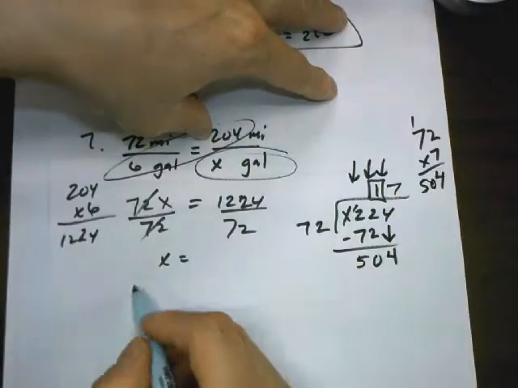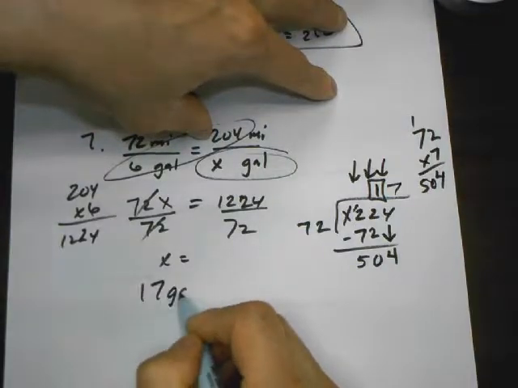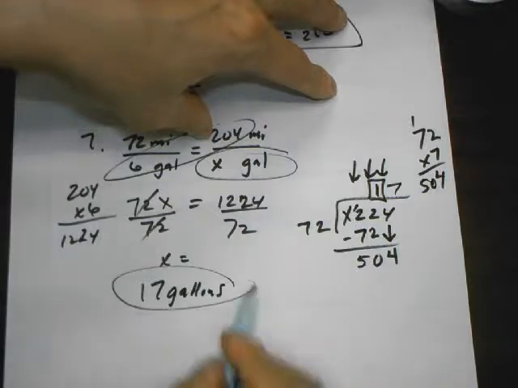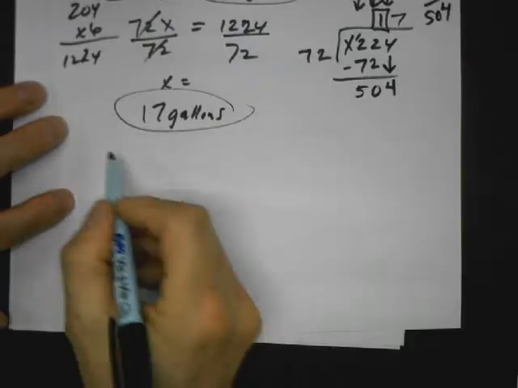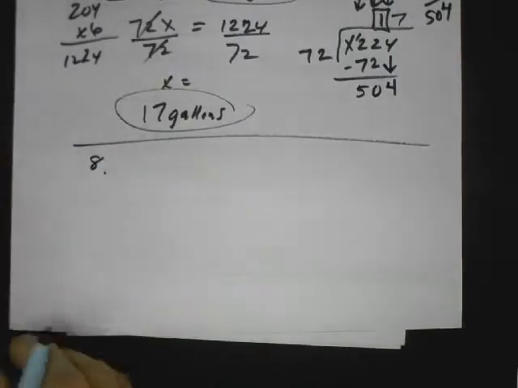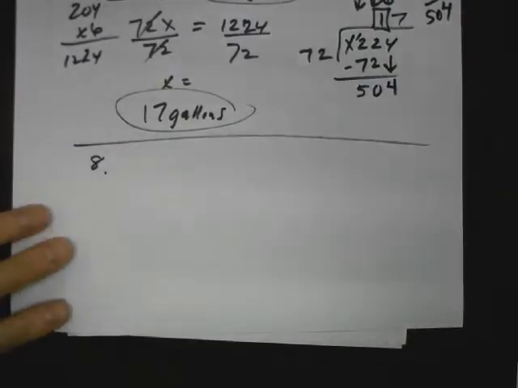So the answer is 17. 17 what? X stood for gallons, so 17 gallons is the answer. 17 gallons. Okay? And I hope we're always checking our answers after each problem, right? And when we do one wrong, we go back and do it again till we get it right. We don't leave it wrong.